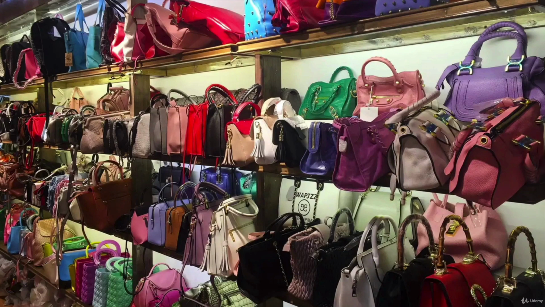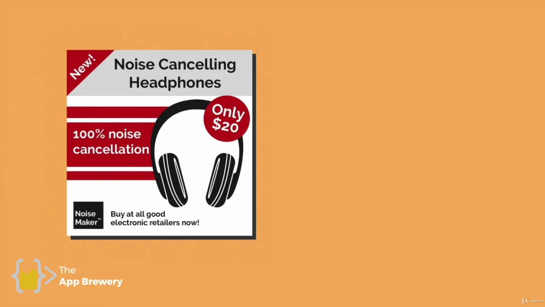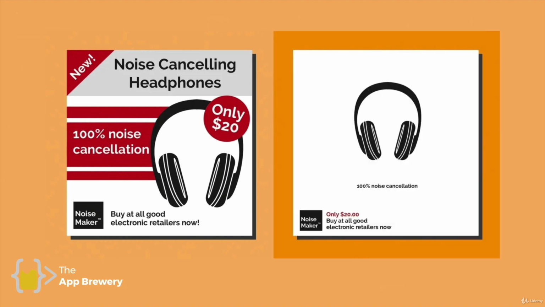And this same principle applies when it comes to digital design as well. Let's say you have an ad for noise cancelling headphones. If you have loads of things on screen, there's new, only $20, 100% noise cancellation, it makes the product look really cheap. Whereas if you injected some white space, all of a sudden it looks like Apple made it, right? Just by adding that space around each element on the screen, you can make your design a lot more minimalist and at the same time elevated.